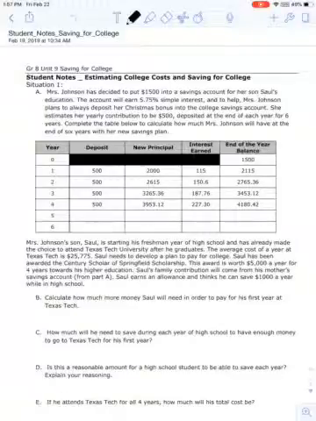Okay. So, situation 1, Mrs. Johnson has decided to put $1,500 into a savings account for her son Saul's education. The account will earn 5.75% simple interest, and to help, Mrs. Johnson plans to always deposit her Christmas bonus into the college savings account. She estimates her yearly contribution to be $500, deposited at the end of each year for 6 years. Complete the table below to calculate how much Mrs. Johnson will have at the end of 6 years with her new savings plan.